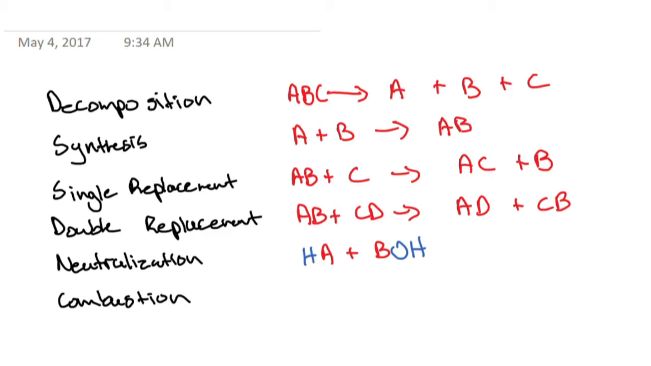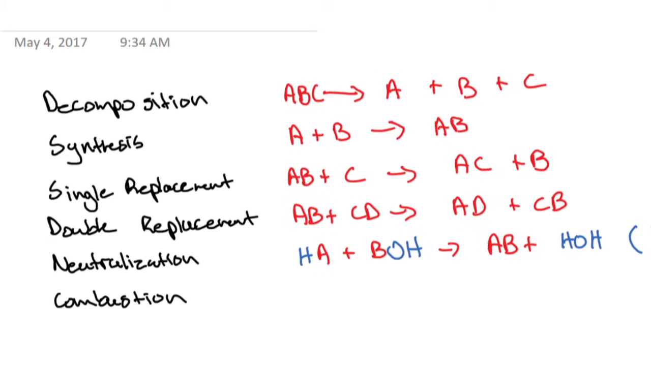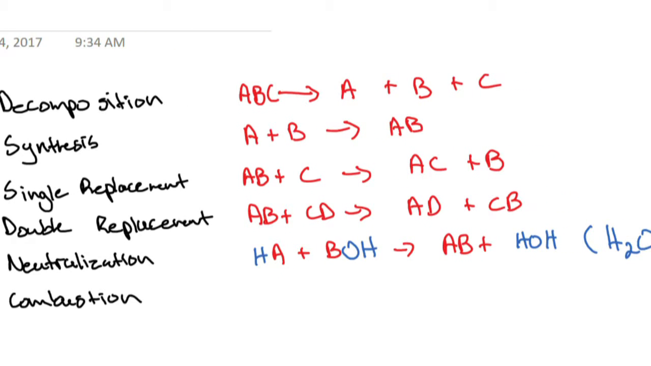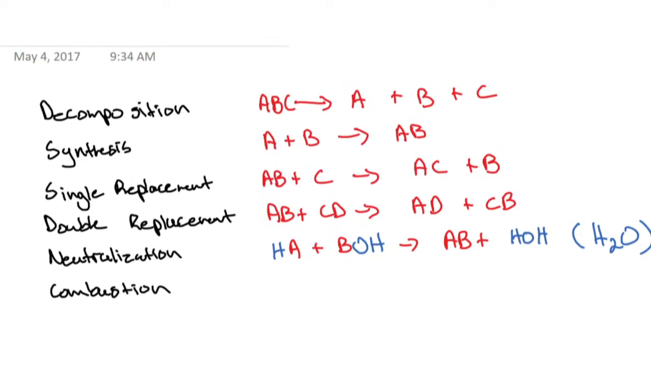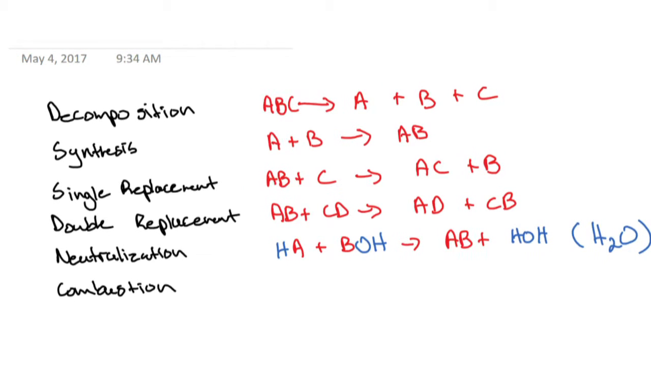Neutralization is a special type of double replacement. Where I have that H and the OH, and then they swap partners and I end up with HOH. And the HOH is just the same thing as water, so we could just write it as H2O. I'll just move that over. No, we're good. All right, so that's a special type.